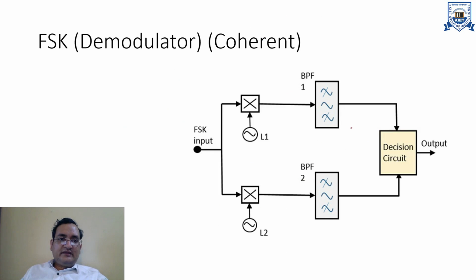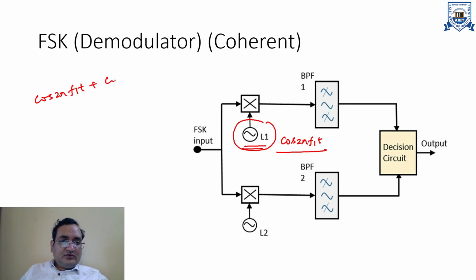Now come to the next point, which is the demodulator. As I have already discussed, the demodulator will be of two types, coherent and non-coherent, depending upon the demodulation methodology. In this figure you can clearly see a local oscillator, L1. If you want to extract cos 2 pi f1t, you have to use a local oscillator with the frequency cos 2 pi f1t. Actually what will happen is that there are two signals, cos 2 pi f1t and cos of 2 pi f2t.